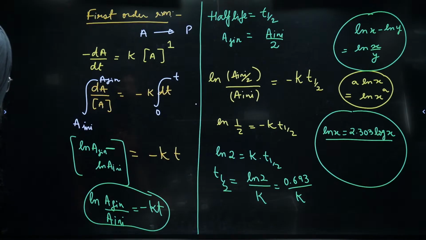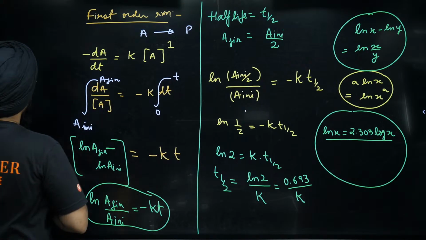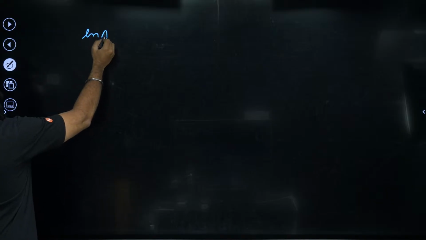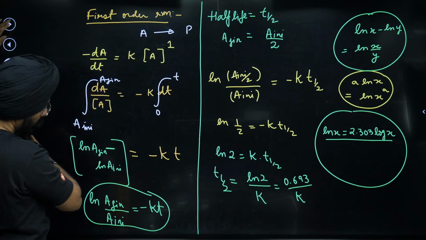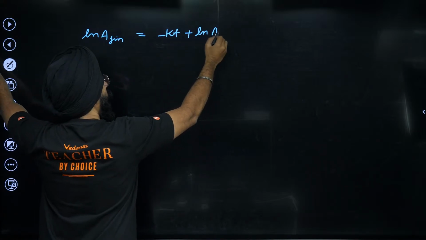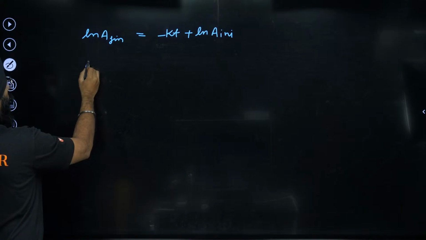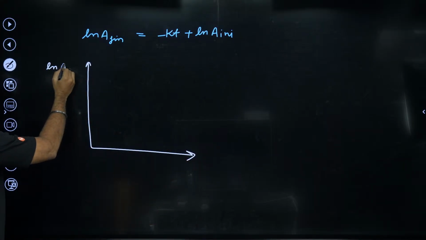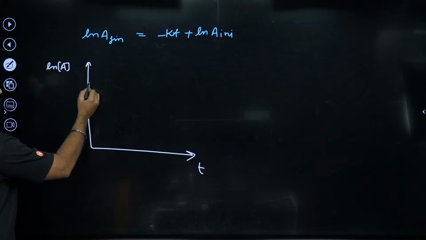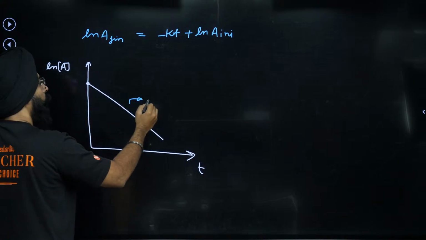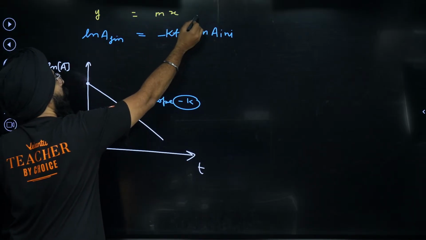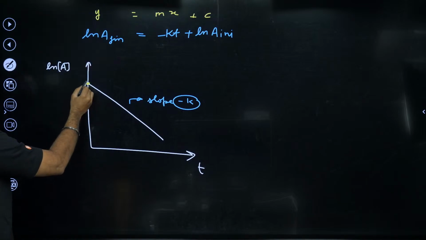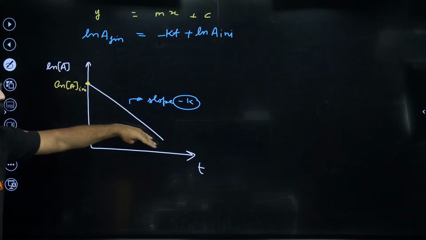Okay, so graphs for first order and zero order reaction. So this is the first order equation. ln of A final can be written as minus KT plus ln of A initial. That's how I can write that equation. So if I want to make the graph for ln of A at any time versus T, this will be a straight line with the slope minus K. Basically we are trying to compare this equation to y equals mx plus c. So the intercept over here will be ln of the initial amount of A that we had.